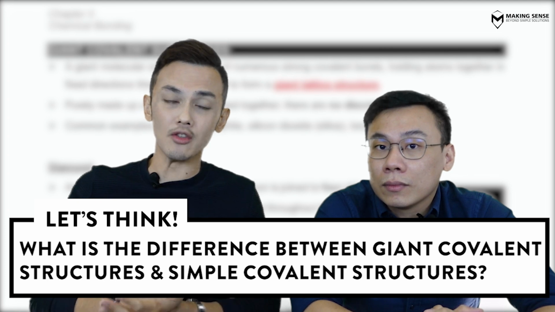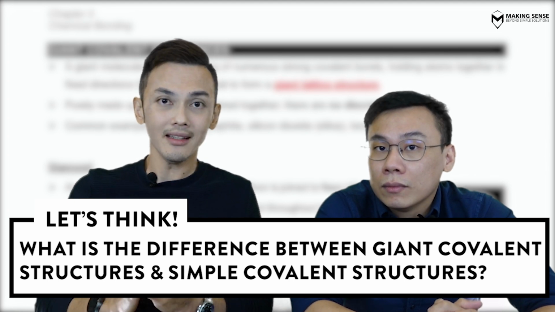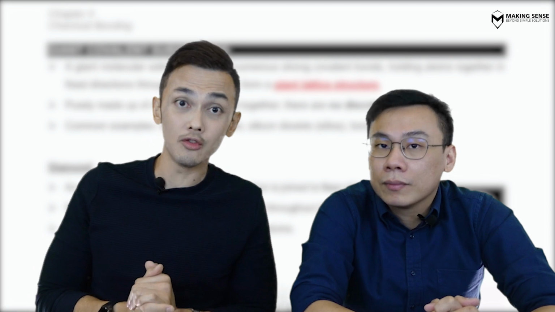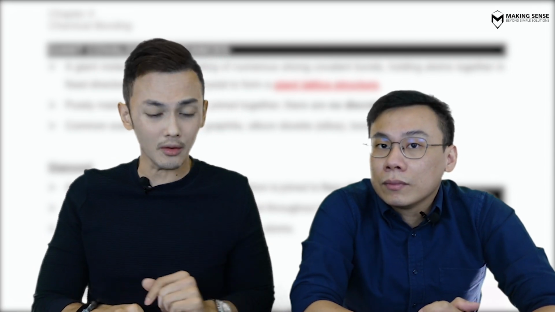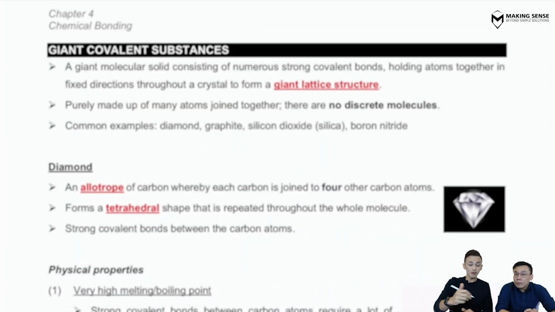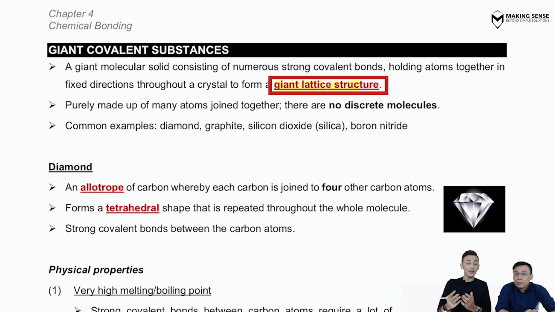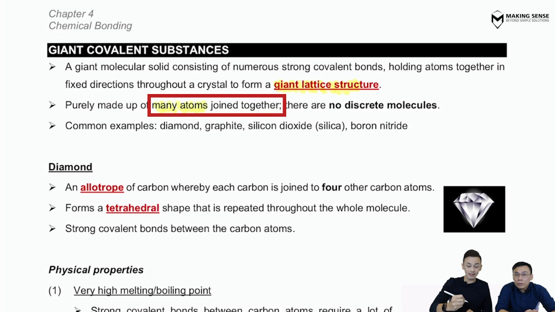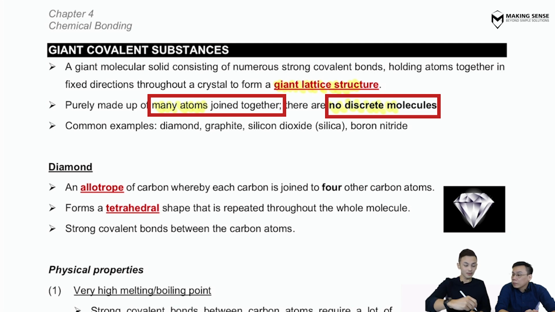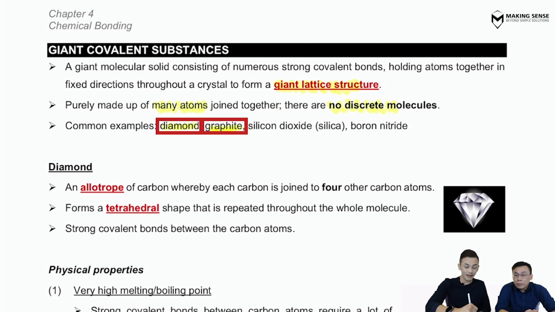Guys, when we're looking at giant covalent structures, the bonding is quite different from simple covalent structures. If you take a good look at your notes, you see giant covalent structures, the bonding that they have, we'll call this a giant lattice structure. The main difference is you don't really find molecules inside. Many of them are made up of atoms that are joined together. We do not have any discrete molecules combining together. Some common examples will be diamond as well as graphite. Let me explain to you guys how diamond actually works.